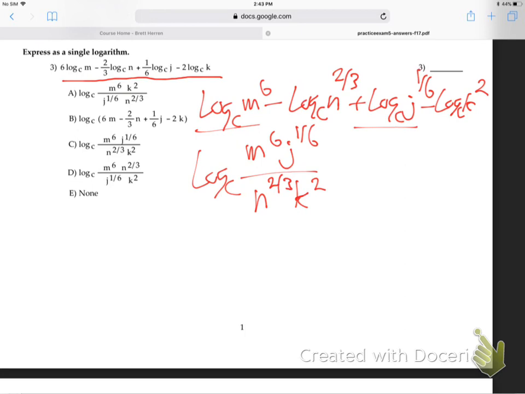Is that what it is? Looks like it is. See, does that make sense on those rules? You see how I followed those properties? So numbers in the front go to the power. And then added logs go to the numerator, subtracted go to the denominator. Questions I can answer on that? No questions? We good? Okay, let's try number 4. Let's move on to number 4 if you've got that one down.